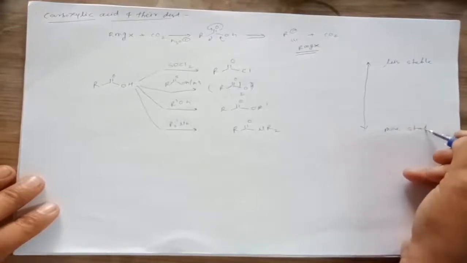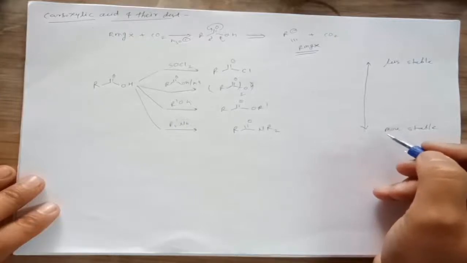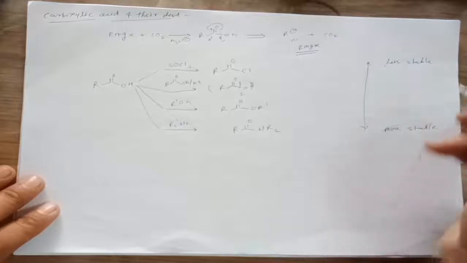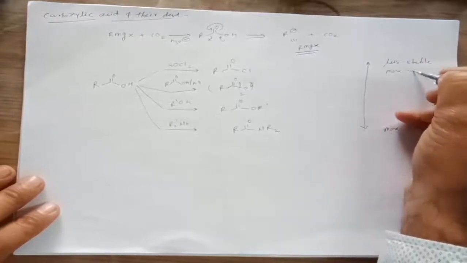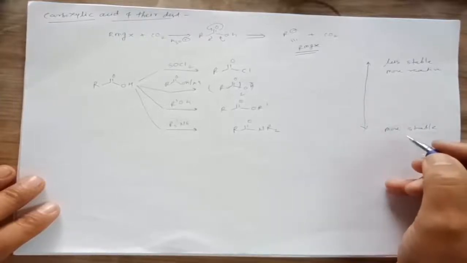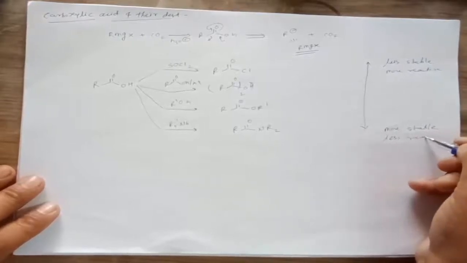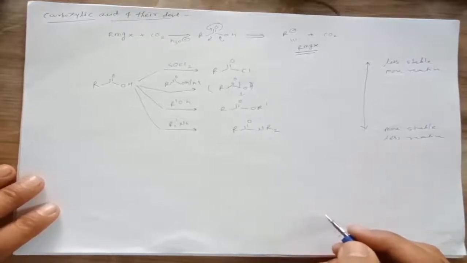That means the stability decreases from bottom to top and increases from top to bottom. The acyl chlorides are less stable, but they are more reactive. That means the reactivity is different from the stability, and amides are the least reactive. That means there is an inverse relation between stability and reactivity.